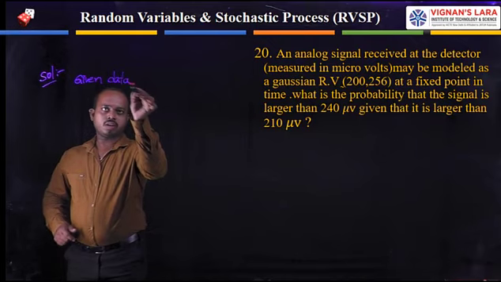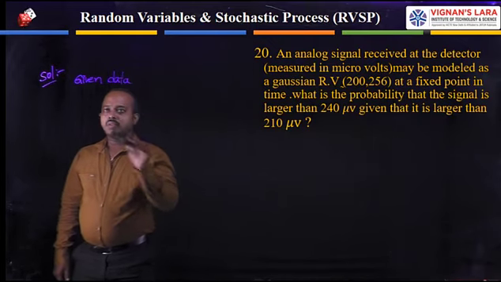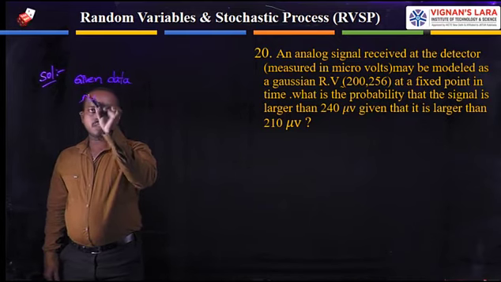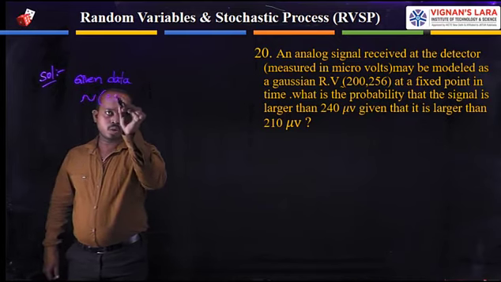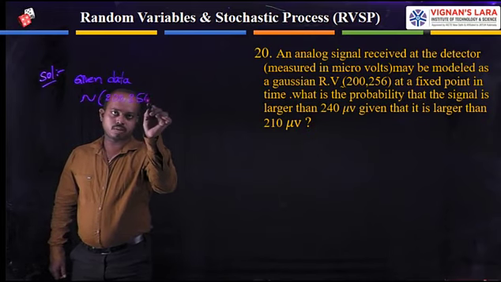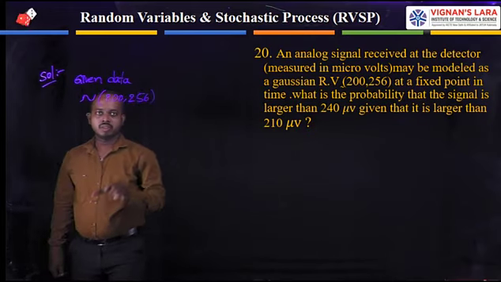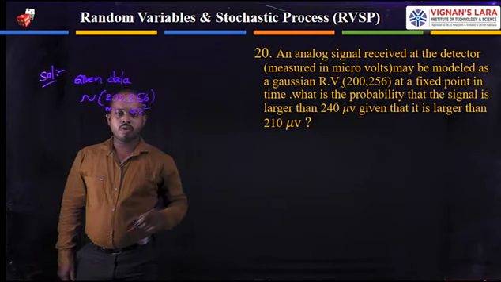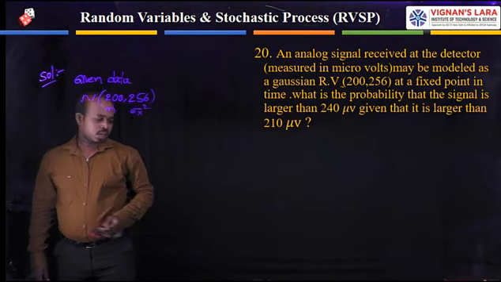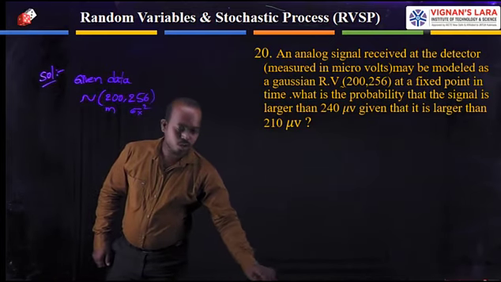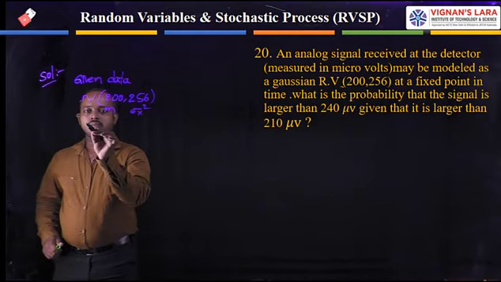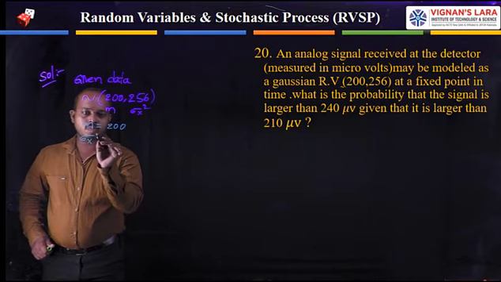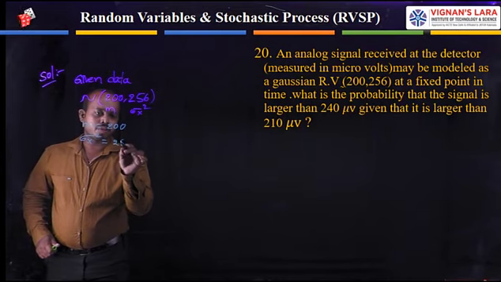The given data represents the standard Gaussian density function. The quantities are 200 and 256. These two represent the mean and variance. From these two values, we obtain the mean equal to 200 and the variance sigma x square equal to 256.